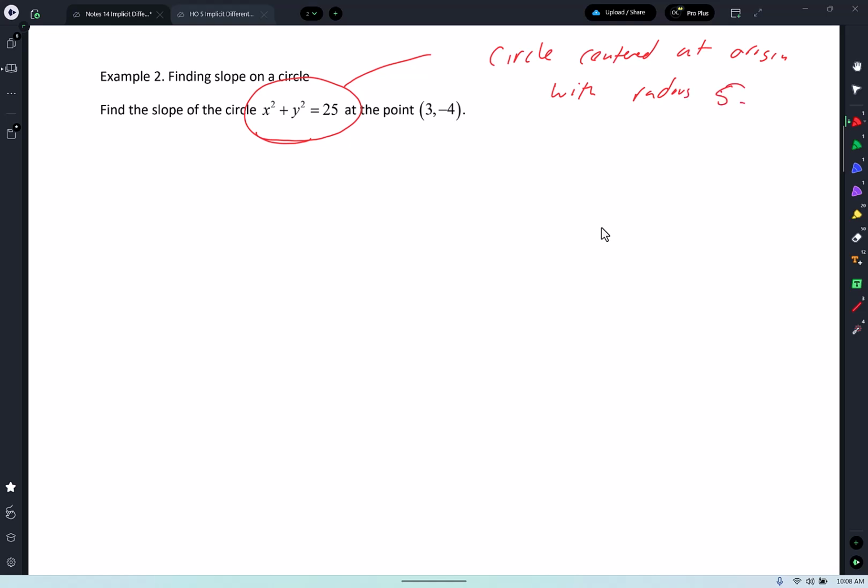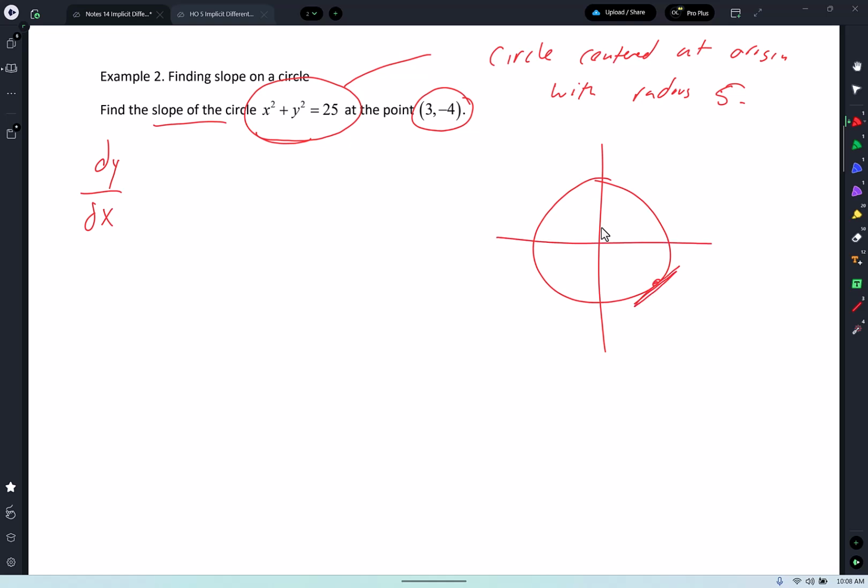We will do it explicitly in a little bit. Let's go ahead and take care of it implicitly. If I want the slope of a circle, that means I'm looking for dy dx. Notice what quadrant you're in. 3, negative 4: you're in quadrant 4. So if you're on a circle, here it is, 3, negative 4, the slope better be positive, right? So here we go. I'm looking for dy dx.